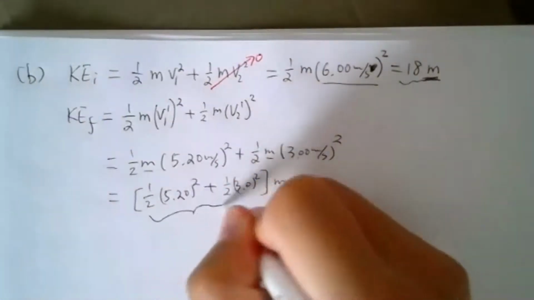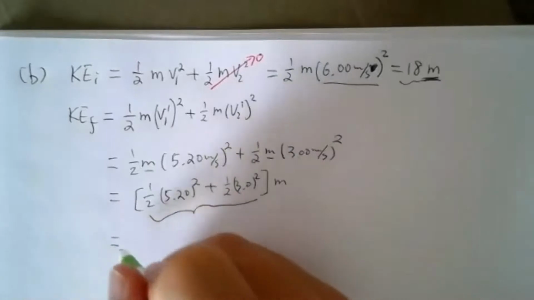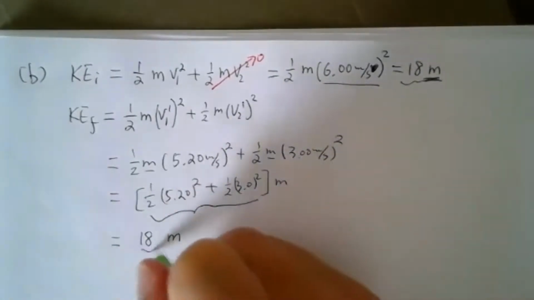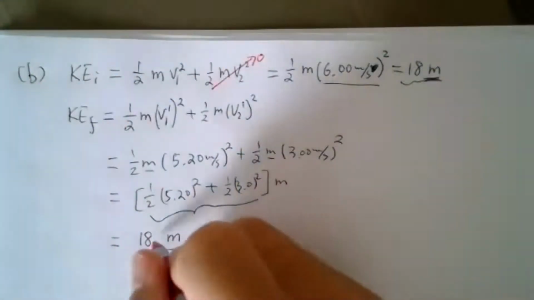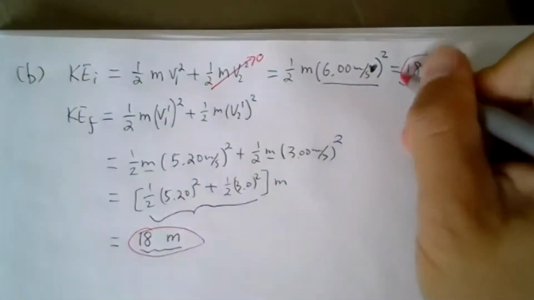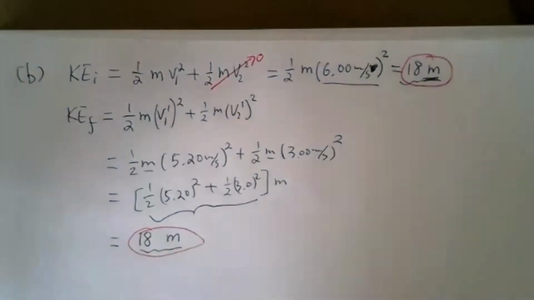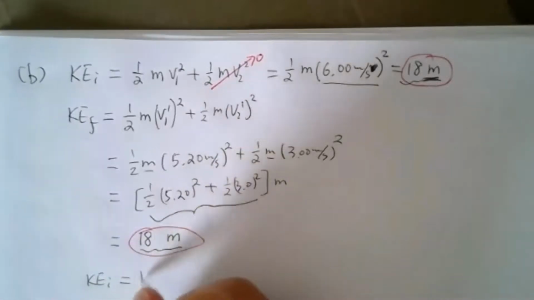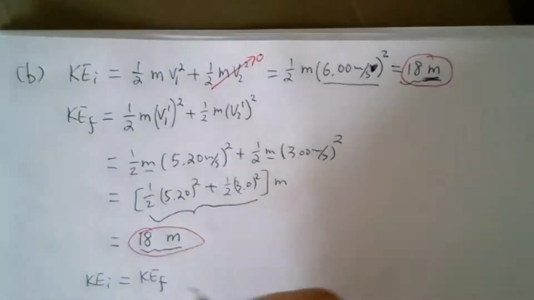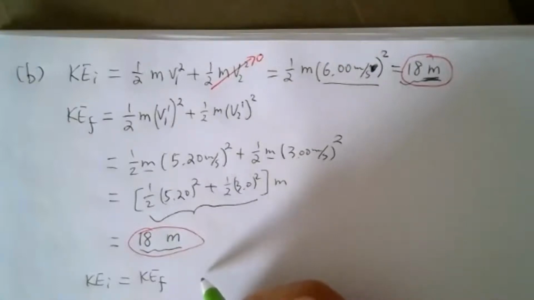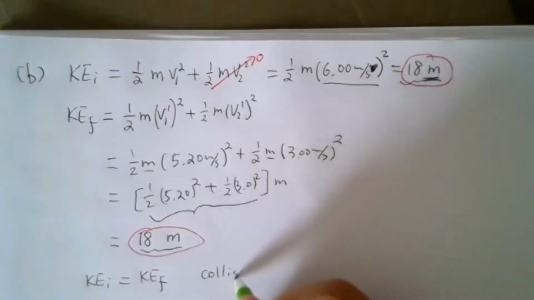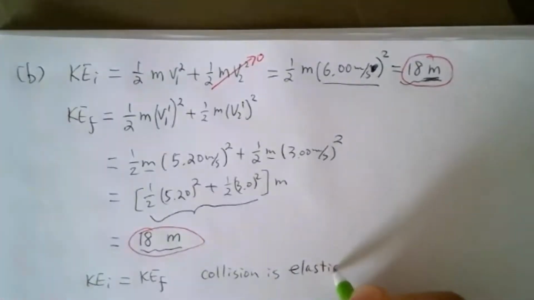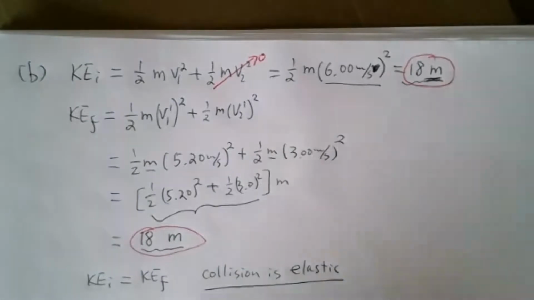So plugging these numbers into your calculator, you'll also figure out this is going to be equal to 18 times the mass. So that's consistent over here, 18 times mass, and then 18 times mass over there. Initial and final are actually equal to each other. So initial equals final, so the collision is elastic. That means kinetic energy is conserved.